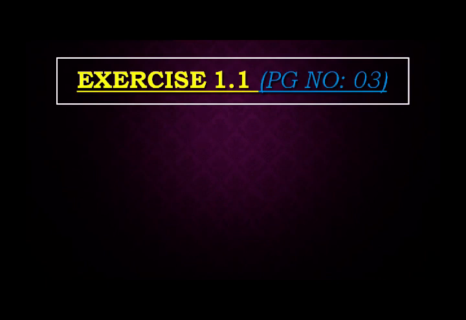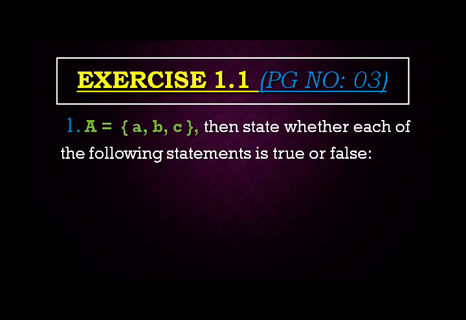Now we are going to start our Exercise 1.1. It is on page number 3. Question number 1. We have a set A and the elements of the set A are a, b and c. Then state whether each of the following statements is true or false. Here in this question we have to decide whether the statement is true or false.